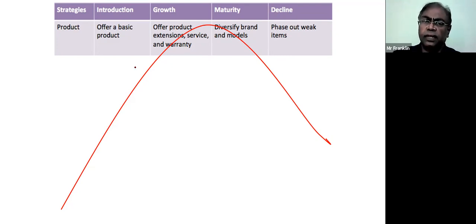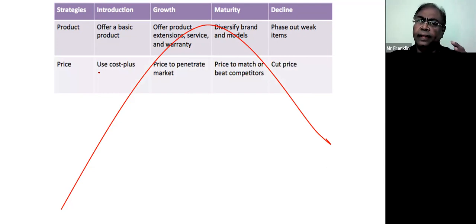Okay. Next is what? After product is price. At the introduction stage, use cost plus. Remember, we studied pricing strategies, right? There are different strategies of pricing. One is cost plus. Cost plus means you look at the cost and then you add on.